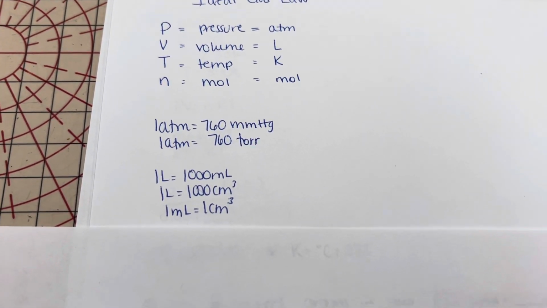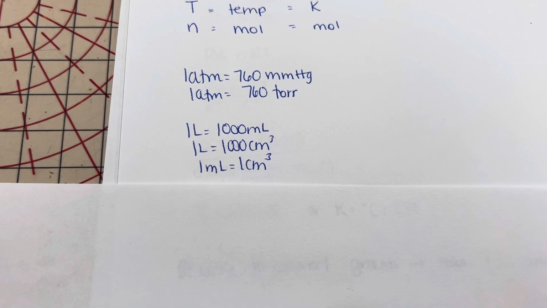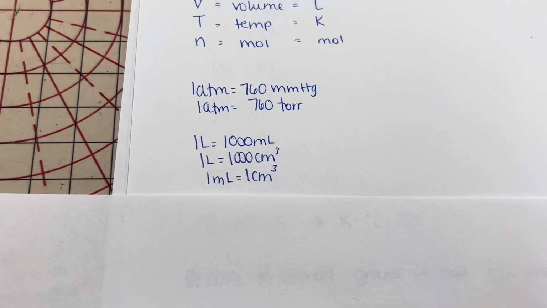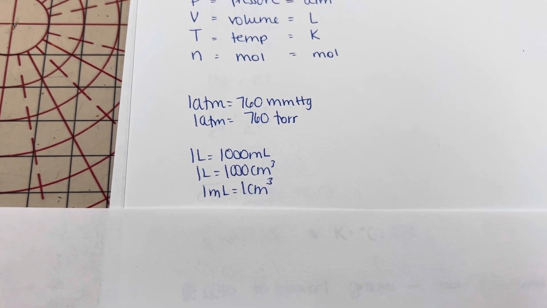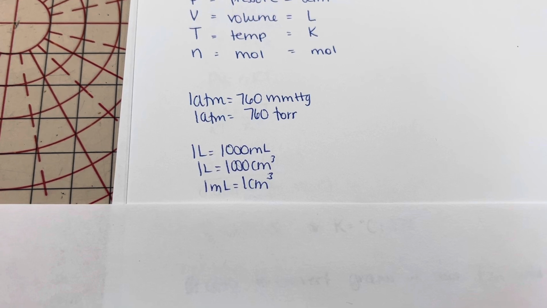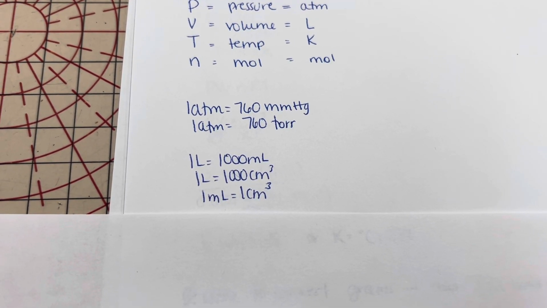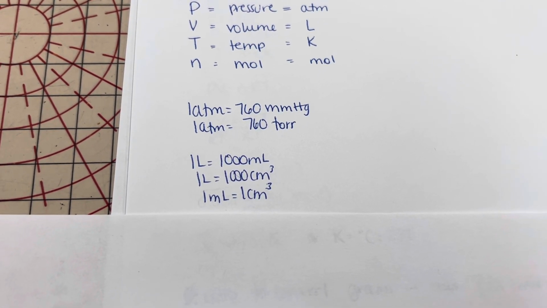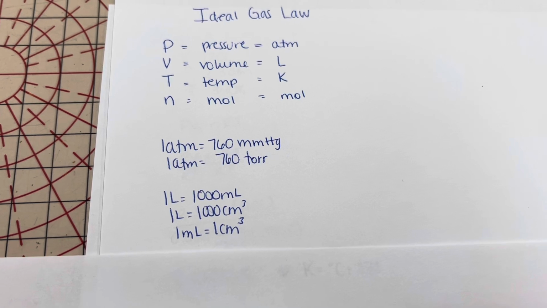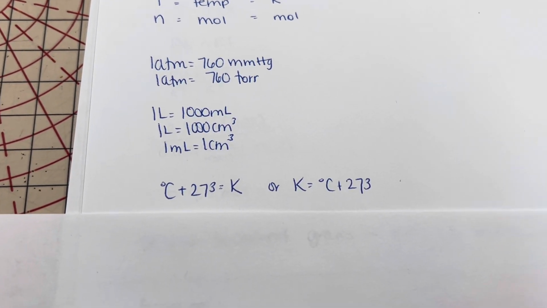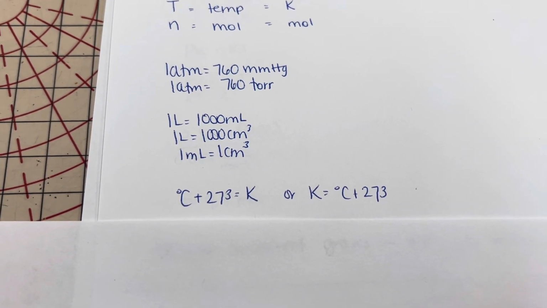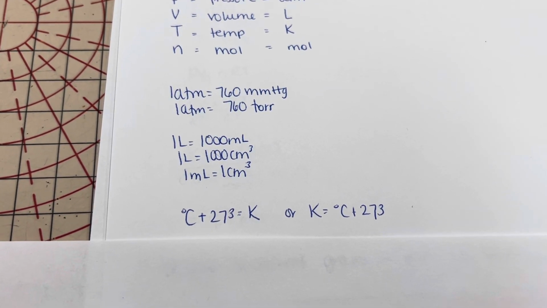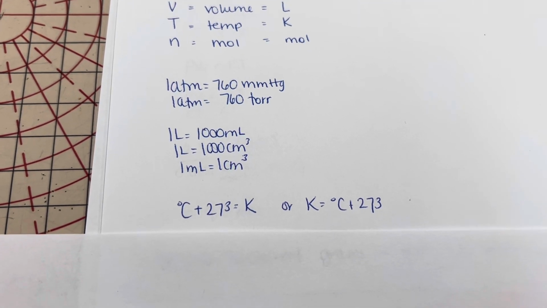Our volume, which should be given to us in liters, may come to us as milliliters or cubic centimeters. We need to remember that 1 liter is equal to 1,000 milliliters, 1 liter is equal to 1,000 cubic centimeters, and a milliliter and a cubic centimeter are the same, except milliliters measures the volume of liquids and gases, and cubic centimeters of solids. For our temperature scale, we have to add 273 to the temperature given in degrees Celsius. Again, let me say that again. In order to go from degrees Celsius to kelvins, you have to add 273.